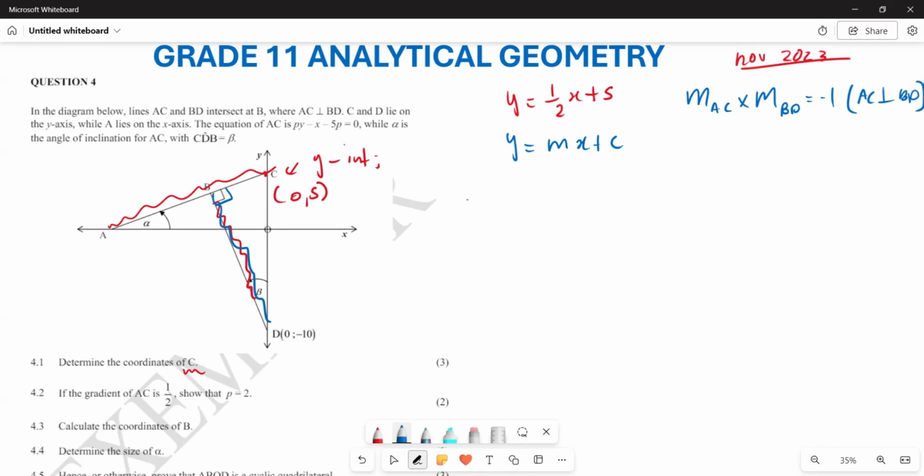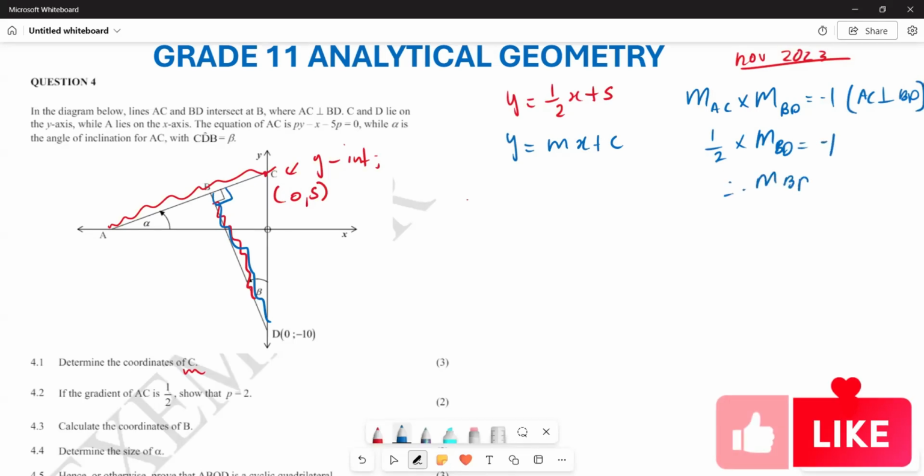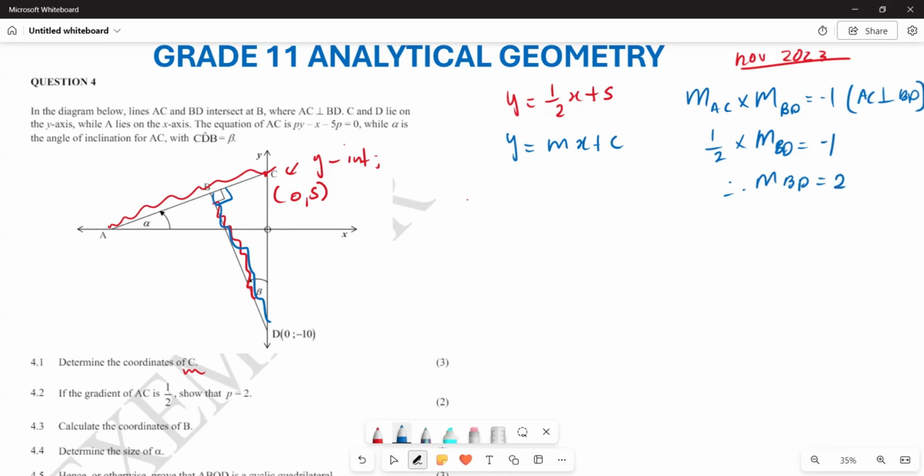Now, which means the gradient of your BD is going to be equal to what? Remember, this is 1 over 2 multiplied by the gradient of your BD is equal to -1. So which means the gradient of your BD is going to be 2. Can you see that? Now that you have the gradient of your BD, you can say y is equals to 2x plus c. And since y is equals to 2x plus c, you can then substitute one coordinate, 0 and -10.